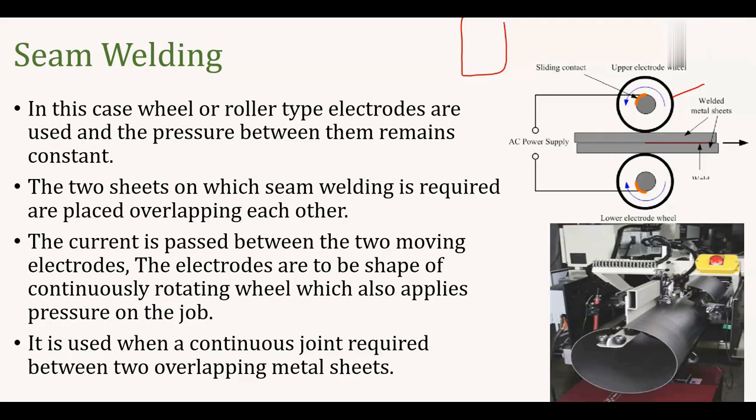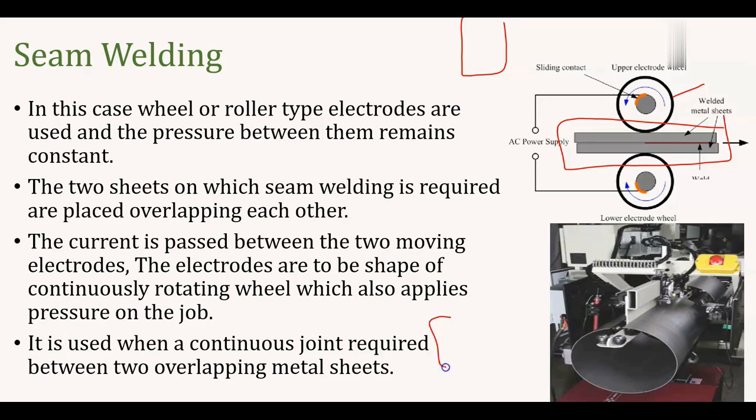The two sheets on which the seam welding is required are placed overlapping on each other, like this. The current is passed between the two moving electrodes. The electrodes are in the shape of continuously rotating wheels, which also apply both the pressure and the electrical energy. So it is used when a continuous joint is required between two overlapping welding sheets.